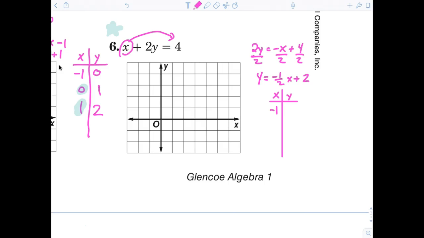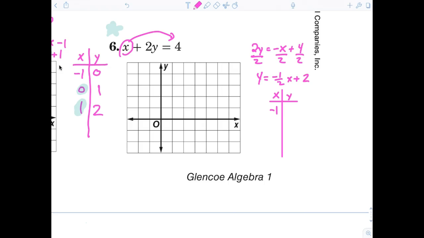In the past, I said you always use -1, 0, 1 unless I tell you differently. Now, the reason I don't want to use -1 right now is because I'll end up with 1/2 plus 2, and I'll end up with a fraction. I don't like graphing fractions because it's not precise. Why am I going to use -2? That way you don't get a fraction.